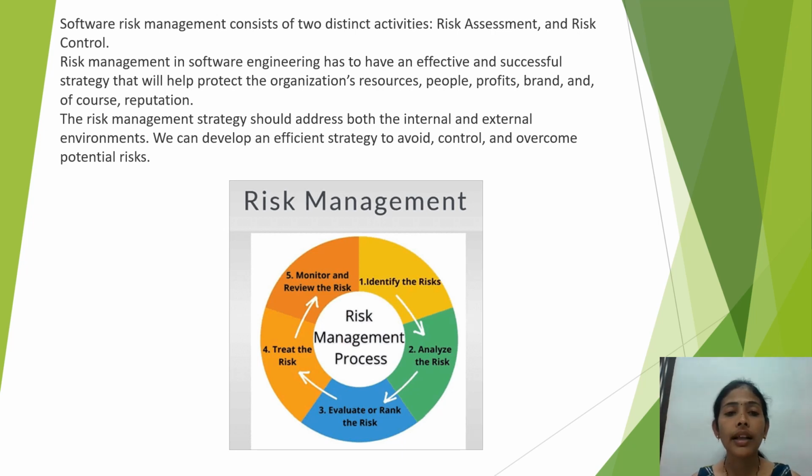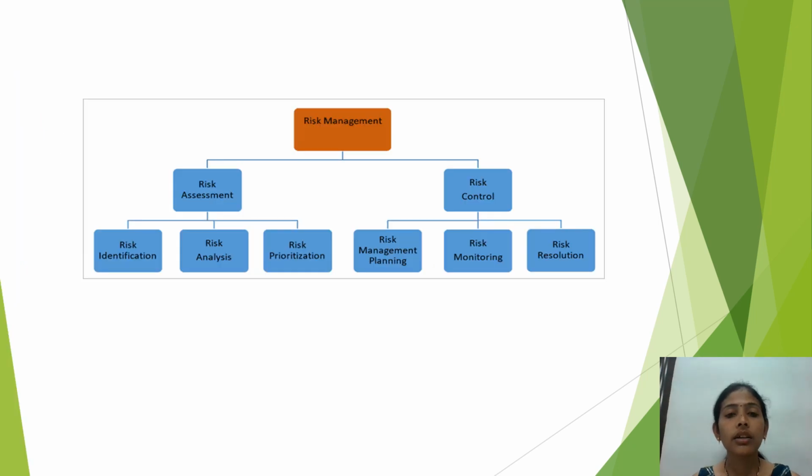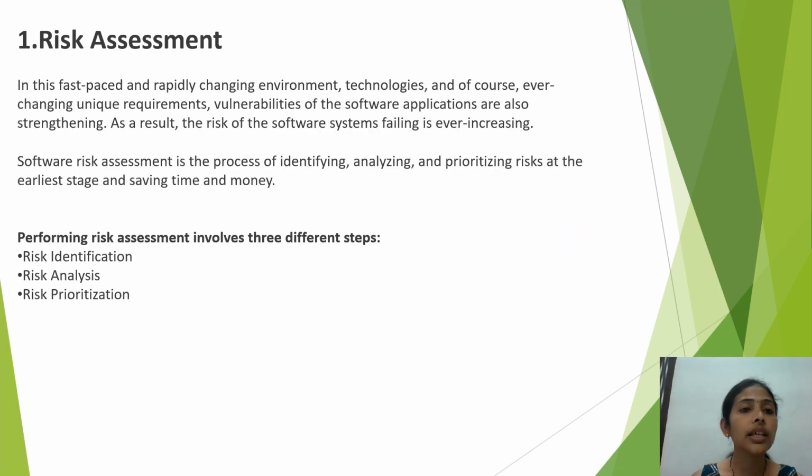This is the diagram for risk management. First, identify the risk. Second, analyze the risk. Third one, evaluate or rank the risk. Fourth one, treat the risk. And fifth one, monitor and review the risk. Next, risk management. There are two types: risk assessment and risk control. I will explain one by one. So let's start. First, risk assessment.